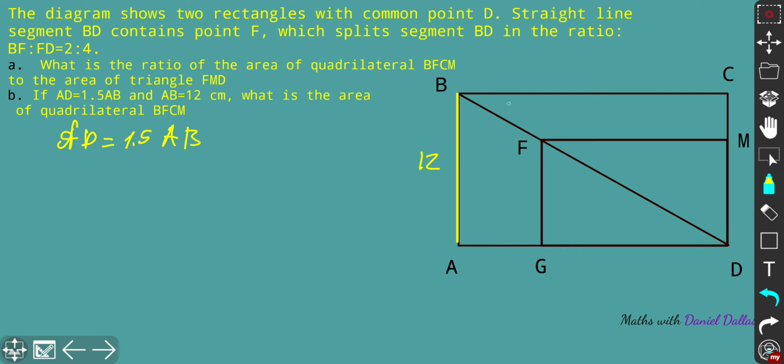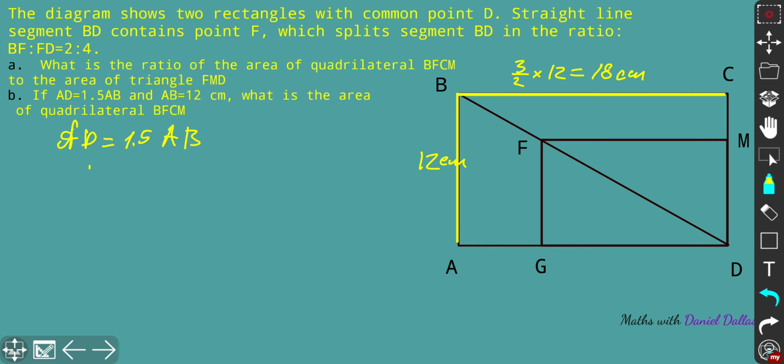So this is 12, and because AD is the same as BC, no matter which side I'm going to use, let's say BC, that's going to be the same as AD because it's a rectangle. It's 3 over 2 of AB. So 3 over 2 out of 12 means it's going to be 18 centimeters and 12 centimeters. Now we know the parameters. What's the area of quadrilateral BFCM?